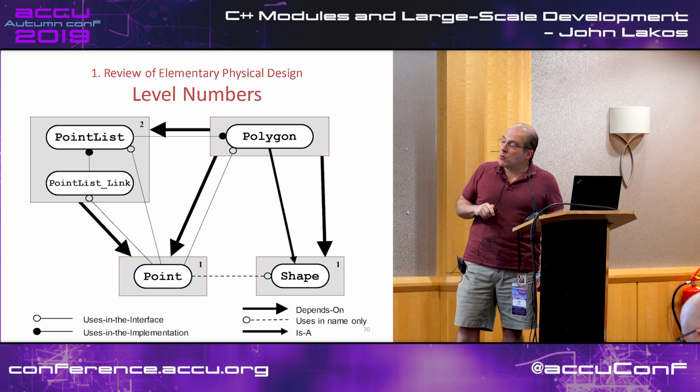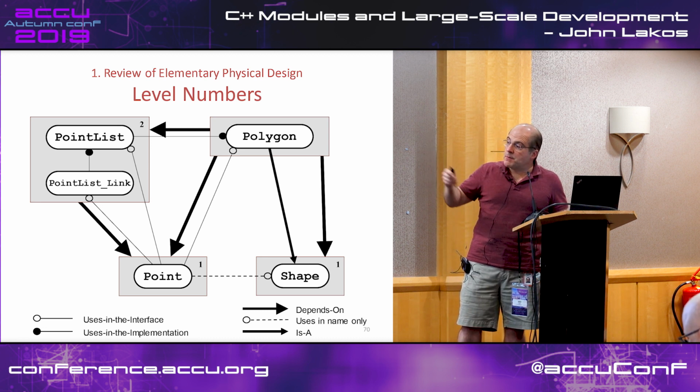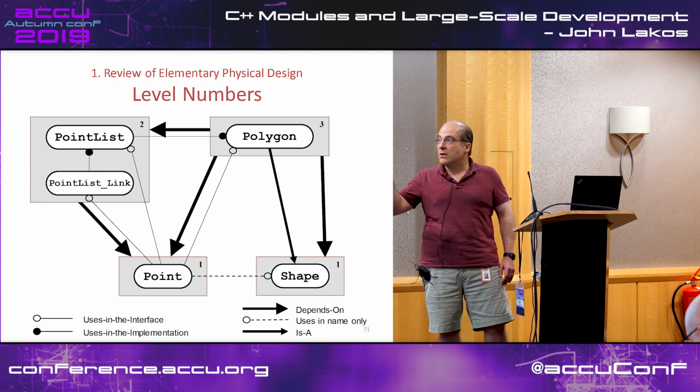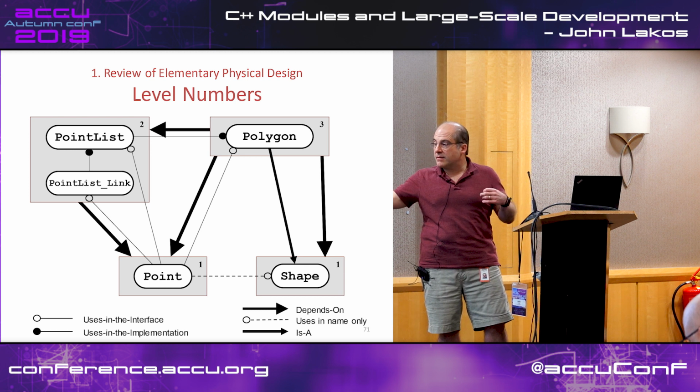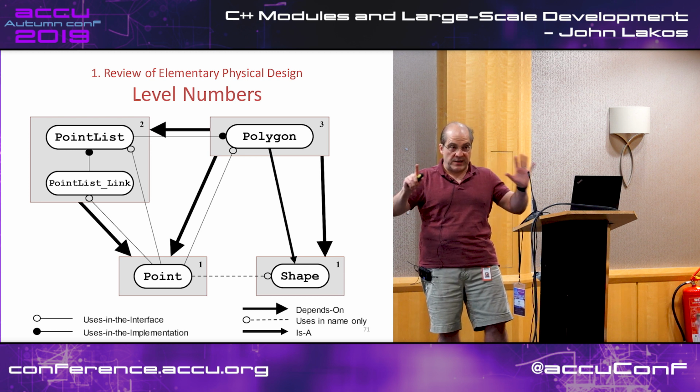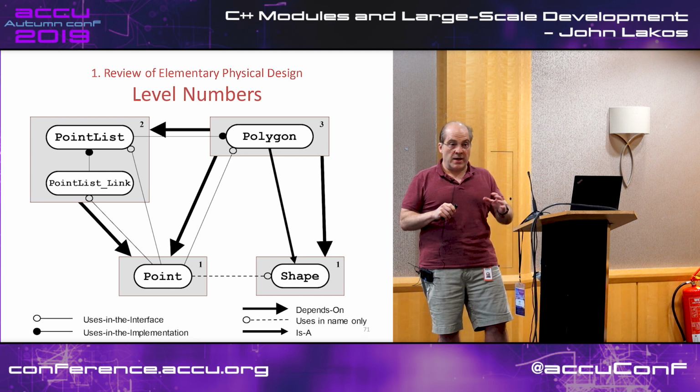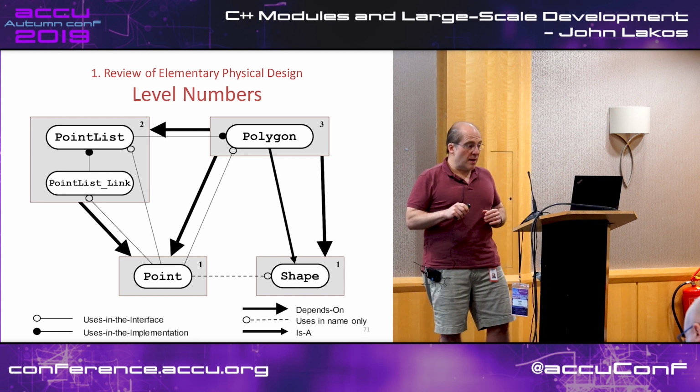But if you look at point list, that legitimately depends on point because we have a uses in the interface relation. It's not an in-name only relation, and so that causes a change in level number because there is a true physical dependency. The third one, polygon. Polygon depends on point list. It also depends on point. It also depends on shape, but we take the highest one and bump it up one. So polygon is at level 3. Does this make some sort of intuitive sense? Remember that in-name only is a strange special case, and that's why it has the dotted line to remind you that it's not anything other than a collaborative relationship.